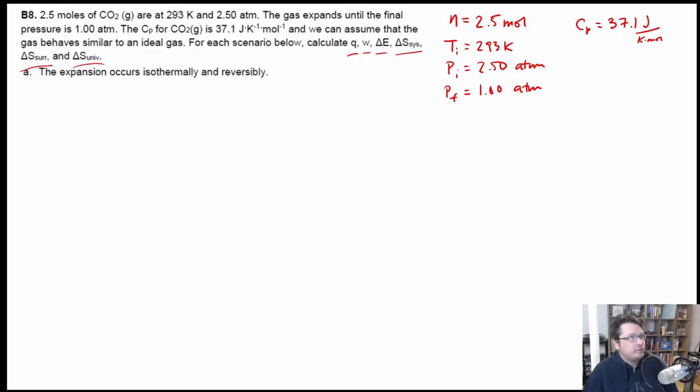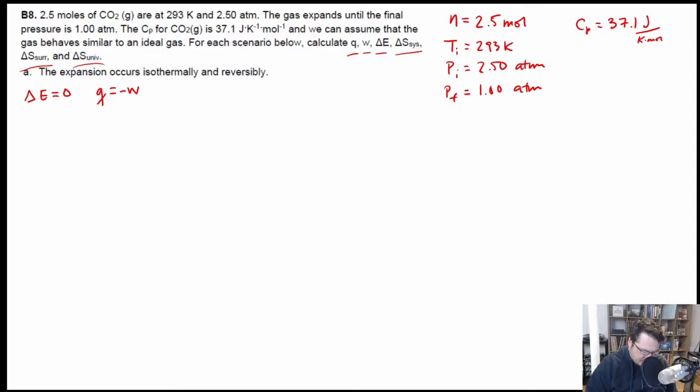If we're isothermal, there are a few things we already know right off the bat. The first thing we know about an isothermal expansion of an ideal gas is that delta E is going to be equal to zero. So we already figured out delta E just by reading the problem. The next thing is that Q is going to be equal to negative work. So all we have to do is calculate one of those two, and multiply by -1 to get the other. There's really only one equation we have to use to knock out those two.